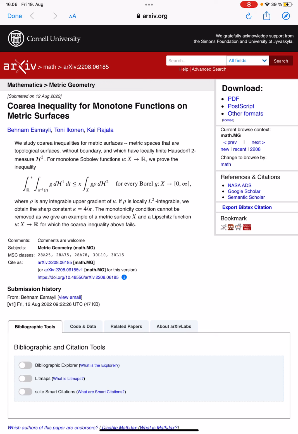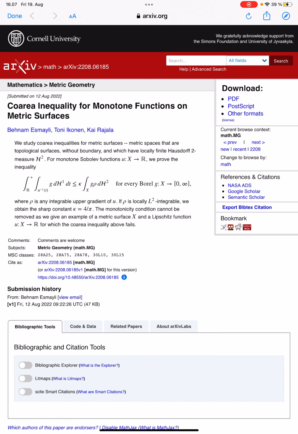Hello, this is my preprint of our latest paper with Tony Ikonen and Kai Rajala. It's a great moment to introduce you to one of the amazing spaces that appears in this paper.